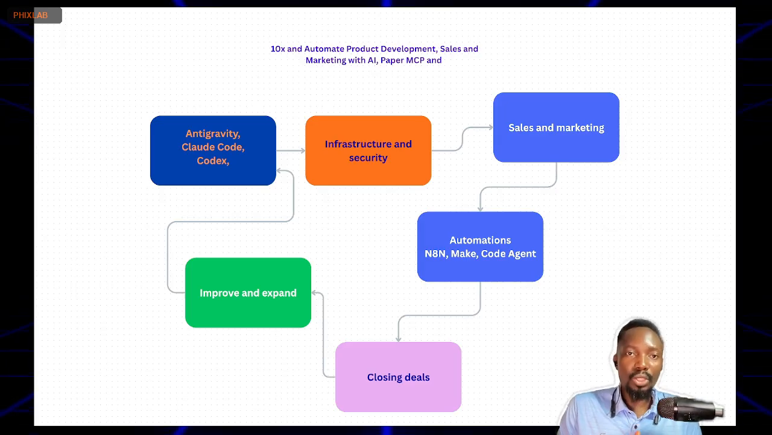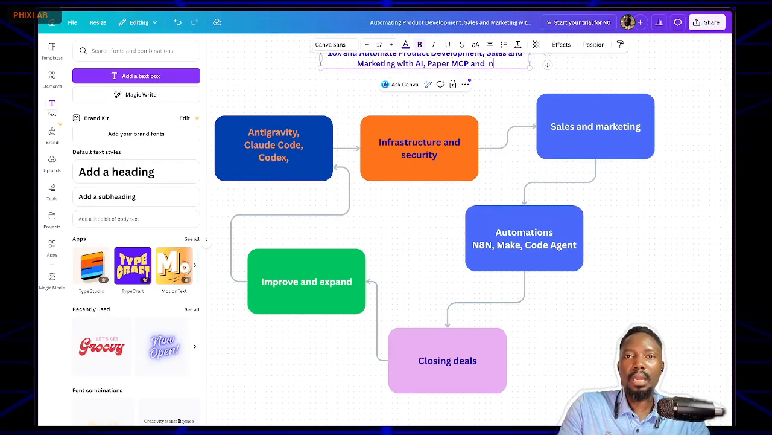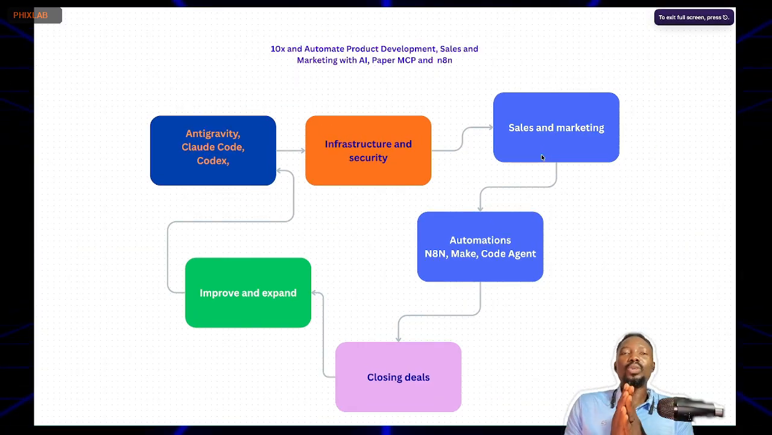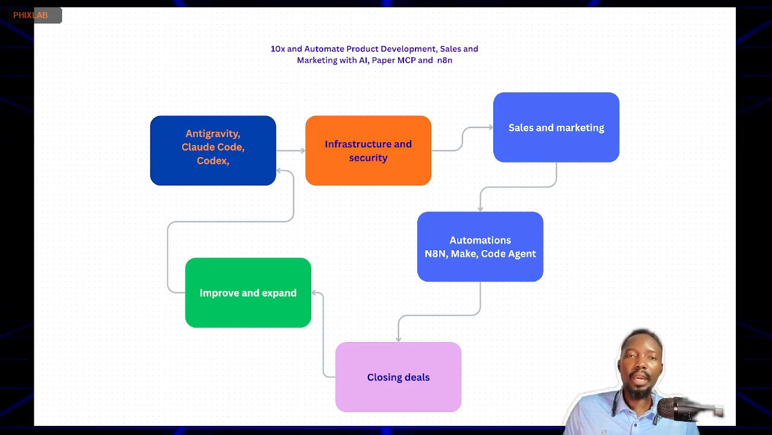So without wasting much time, what I'm going to be talking about is what you can see on the screen: how to 10x automate your product development, sales, and marketing using AI, Paper MCP, and code. So what I'm saying is that we're going to help you automate and 10x your development process using AI, and automate your process of sales and marketing using AI and Paper MCP. So let's follow the arrow one by one.